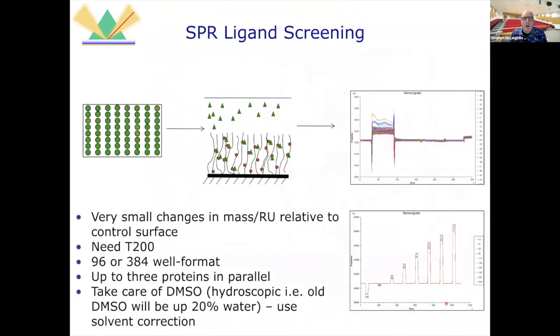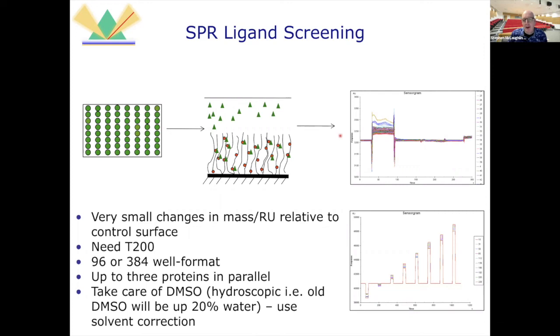So here's an example of ligand screening. This is small molecules in, say, 96-well format being screened across something attached to the surface. If you remember from before, to get a good response you need quite a lot of ligand attached onto the surface, and because these small molecules are quite small, you get quite a small response. Typically all these molecules are in a library dissolved in DMSO, and you need DMSO in the running buffer as well. And because DMSO is hygroscopic, not all DMSO is the same.